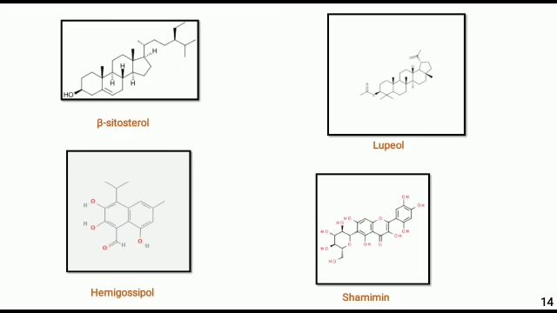These are the structures of chemical constituents of the Bombax: beta-sitosterol, lupeol, hentriacontanol, shamimin.